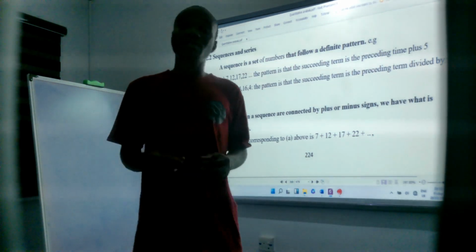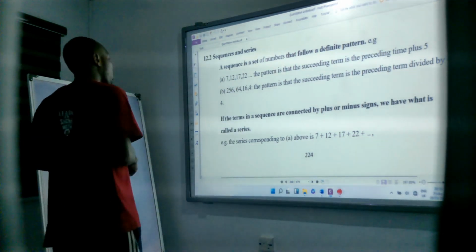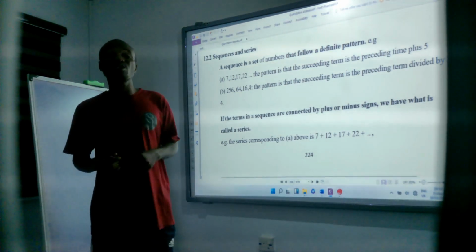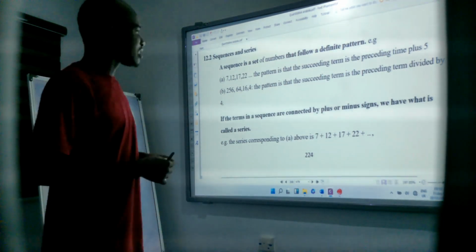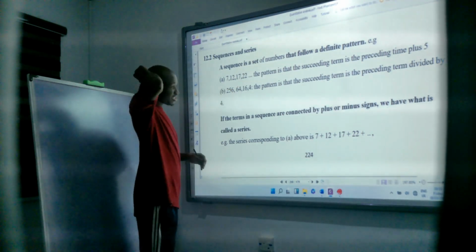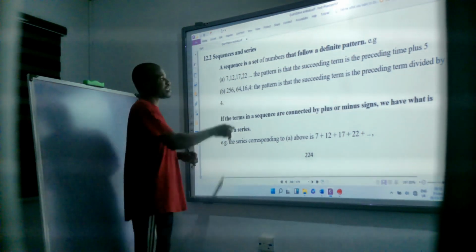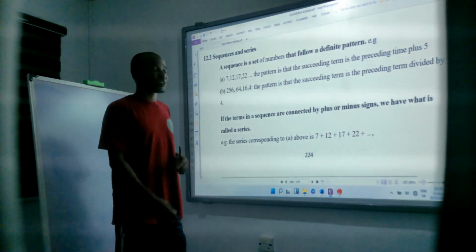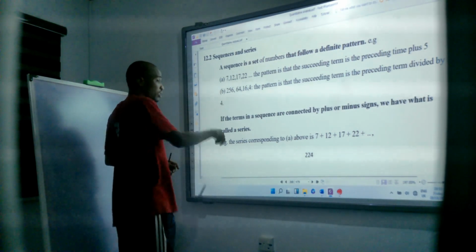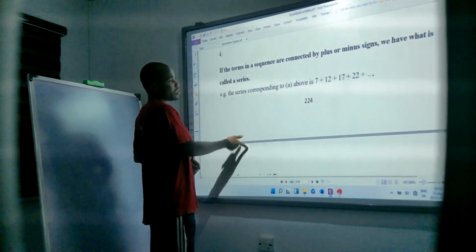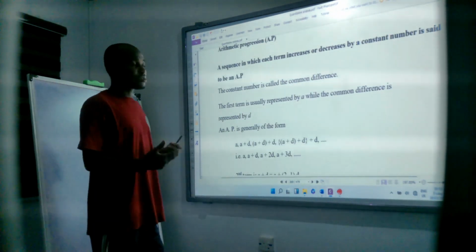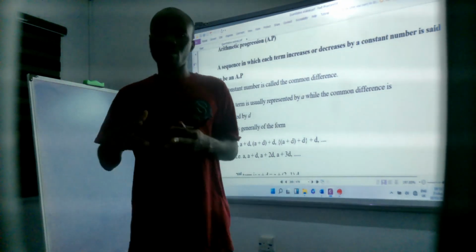Here we have 256, 64, 16, 4. That is a GP, and our first term is 256. Our common ratio is 4? Yes, we are dividing each by 4. Actually, our common ratio is not 4, it's 1 over 4. It's T2 divided by T1, or T4 divided by T3, or T3 divided by T2, and that will give us 1 over 4. So we multiply the first term by 1 over 4 to give us the second term.